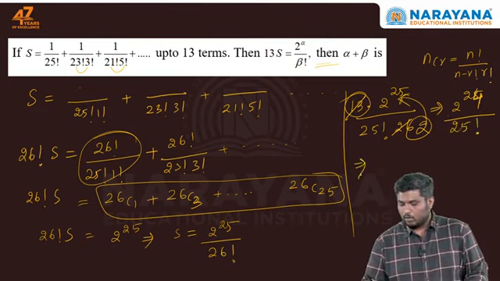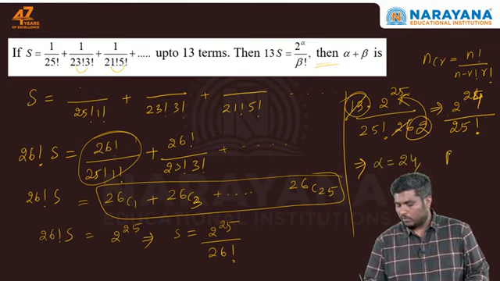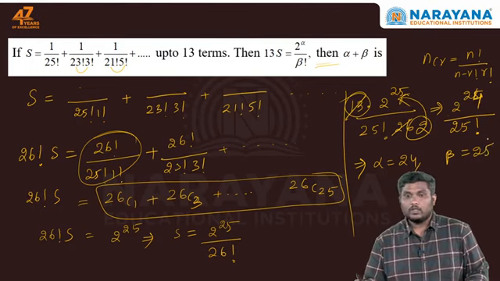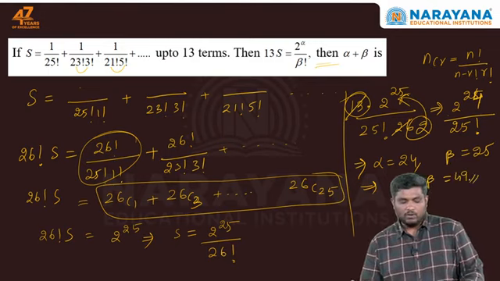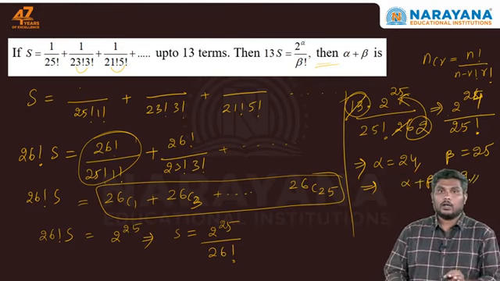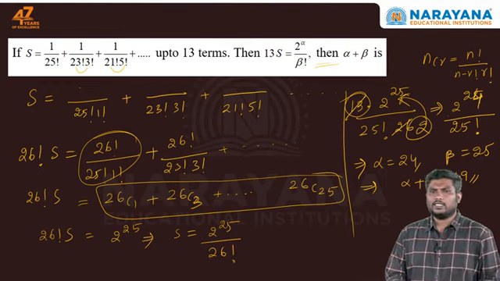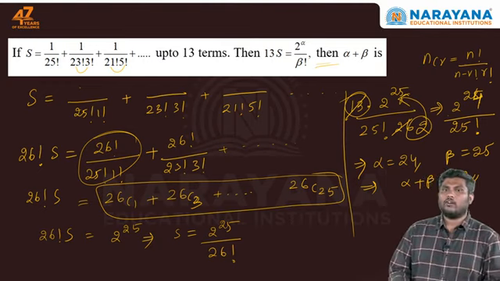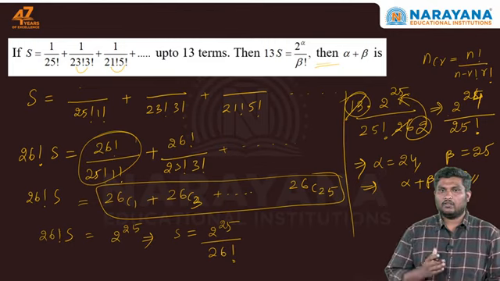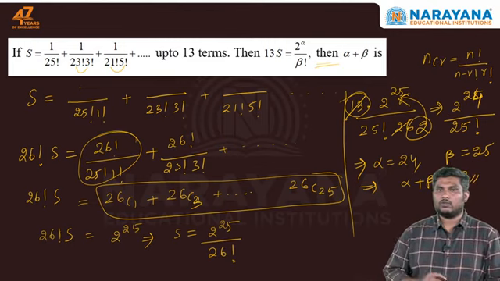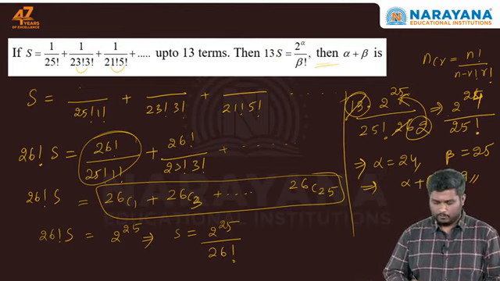So now what is in the place of alpha? 24. What is in the place of beta? 25. So what is the value of alpha plus beta? 49. Again, the basics involved here are binomial coefficient, a very basic formula, NCR, and then summation of binomial coefficients. NC1 plus NC3 and so on is equal to 2 power n minus 1.